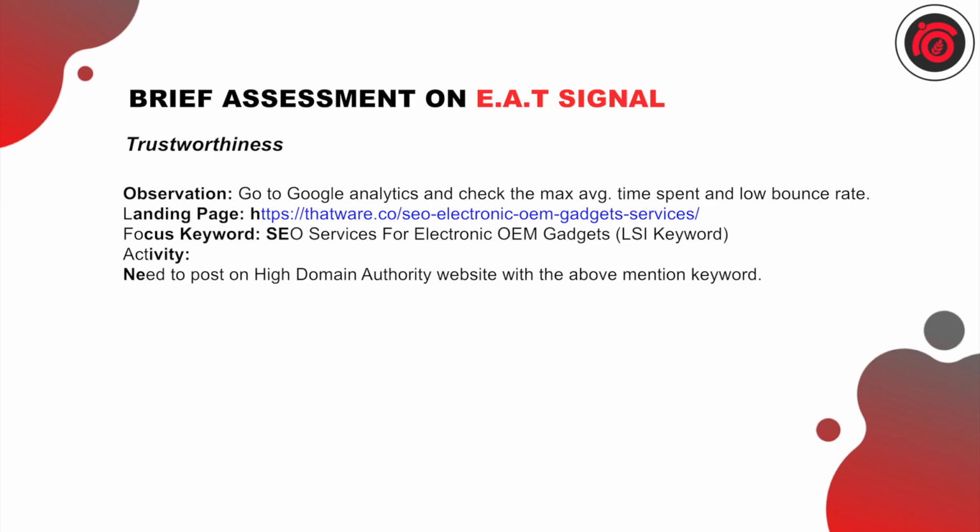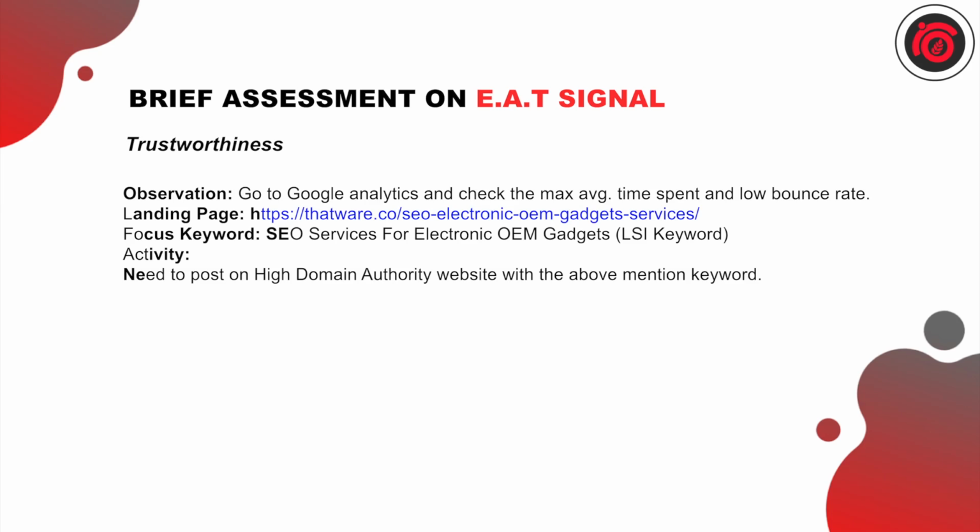So for instance, let's suppose our keyword is SEO services for electronics OEM gadget, and this can be an LSI keyword obviously, because with trustworthiness it's advisable not to use any exact match keyword as that might result in a spammy act. Now what we would do is use an LSI keyword and we can yield a backlink from a high domain authority website, because first of all, this particular landing page, which you can see, has the maximum time spent.